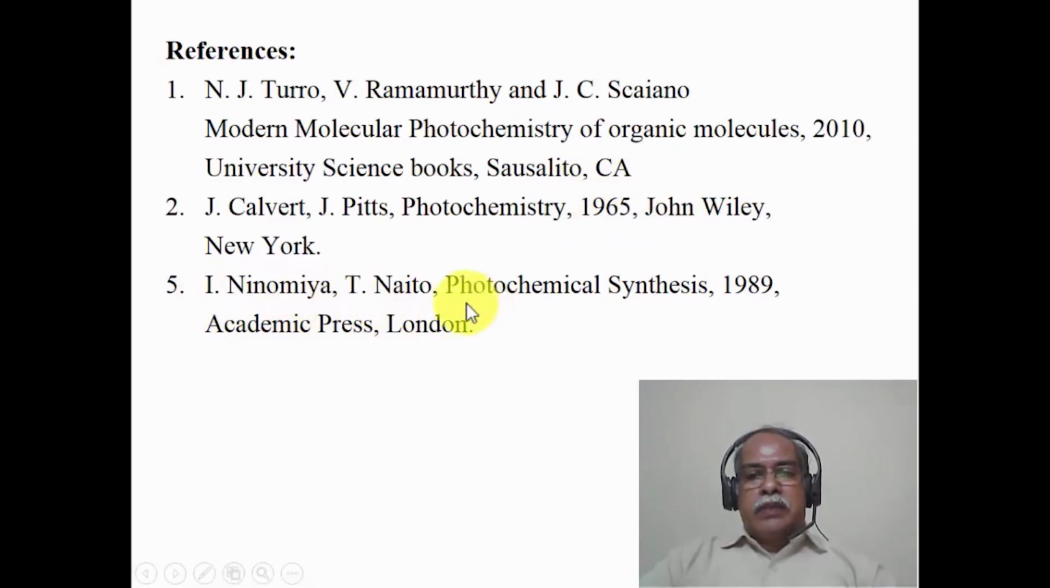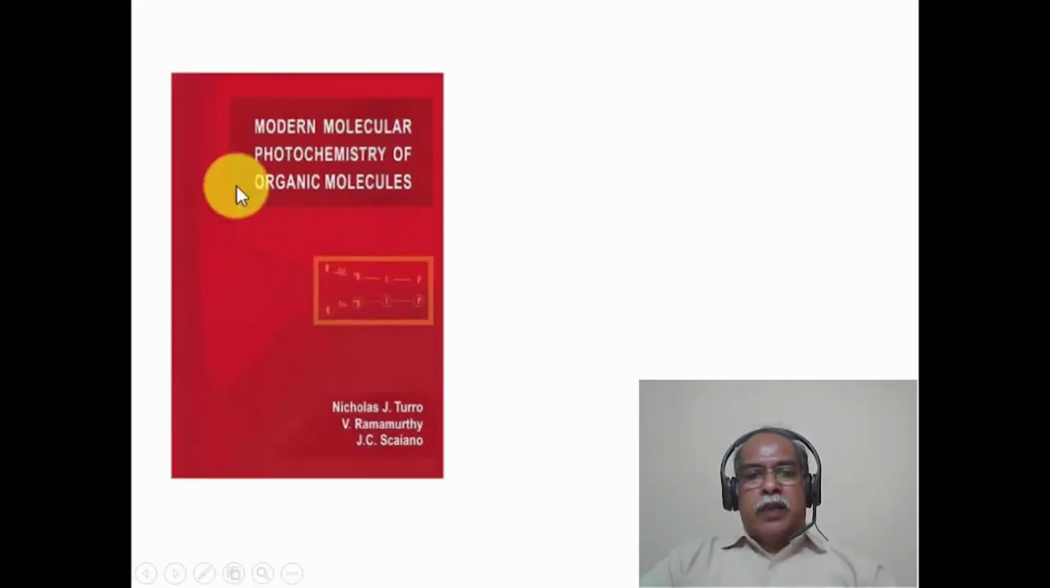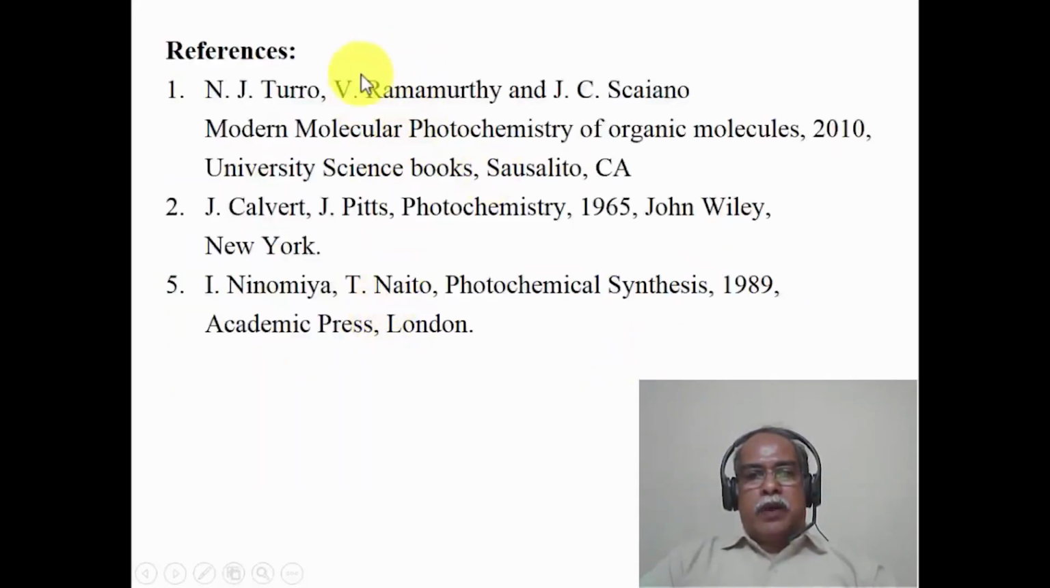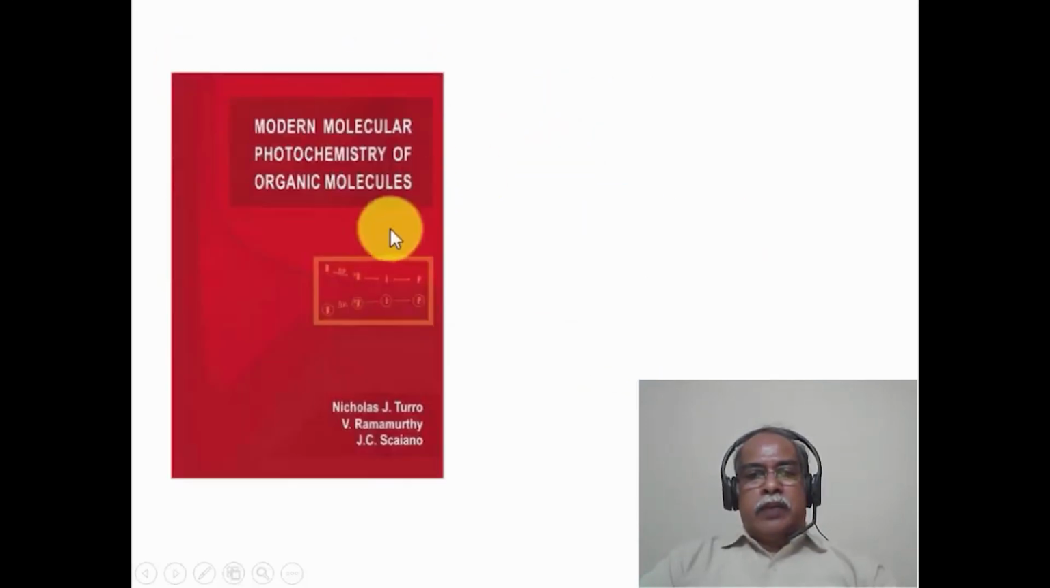Ninomiya and Naito, this is purely for synthetic purposes. They describe photochemical synthesis, published in 1989. And this is the book I am talking about, Ramamurthy, Turro, and Scaiano. This is a very useful book for this particular course.